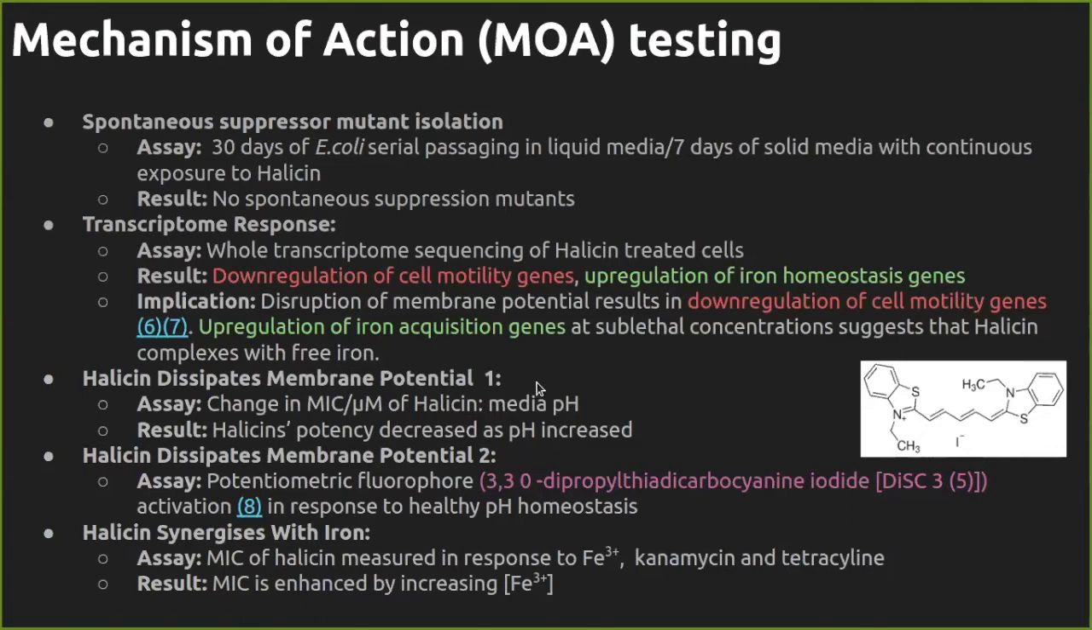They followed this up with extra experiments, like changing the pH of the media to see if that has any effect on the efficacy of the antibiotic, and it did. As you increased pH, the potency of halicin decreased. And they followed this up with a fluorometric assay with this DISC-3 fluorophore, and you can follow the link on the reference there to find out more about the assay and how the fluorophore works.